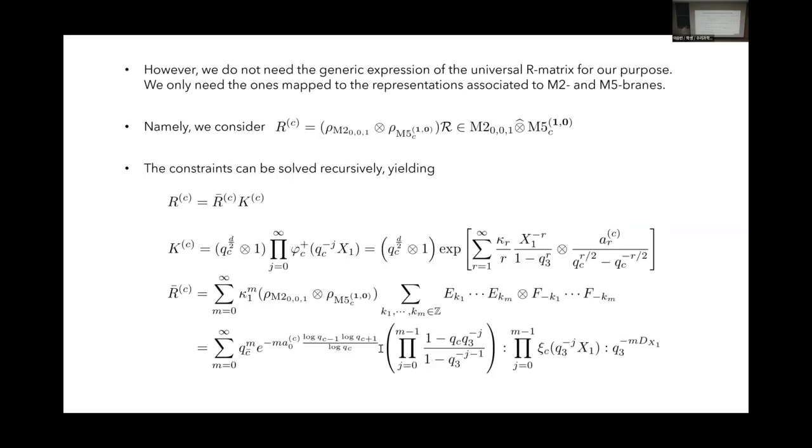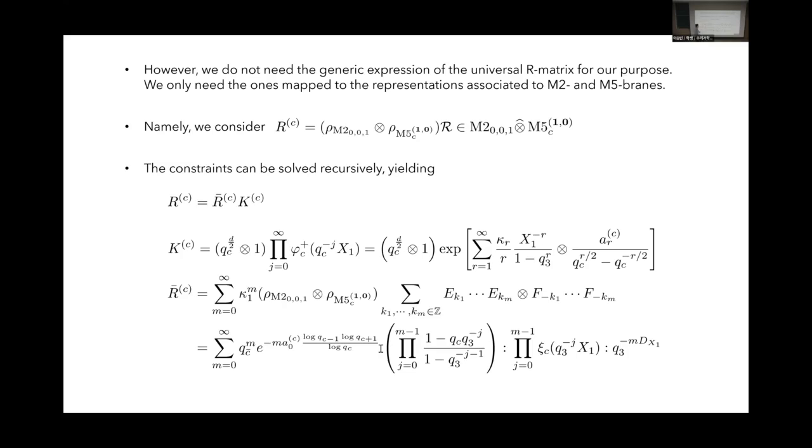So I can't directly use the known expression for the universal R matrix, but the point is that once I map to M2 001 and M5 C representation, I have this R matrix R^C. I can just solve this constraint recursively, and yeah, I'm giving you the result. So R^C is expressed as a product of R bar^C times K^C, and K^C only involves the Cartan parts, and R bar^C is expanded in degree, and it can be expressed in terms of the vertex operators C. And note that it involves some difference operators.